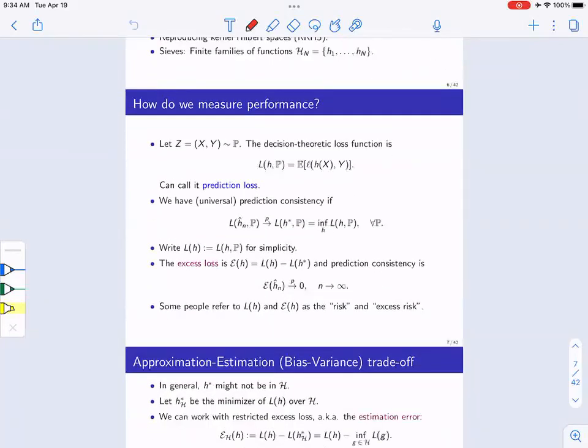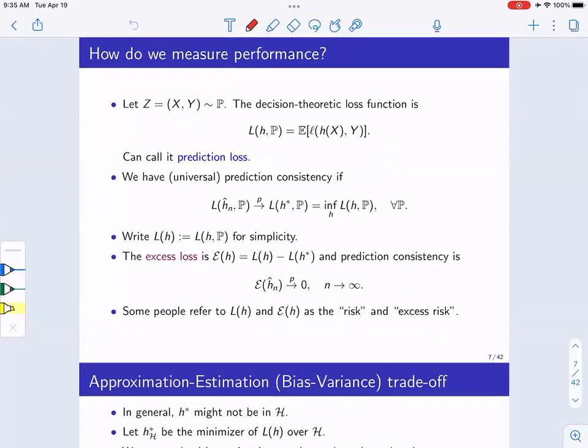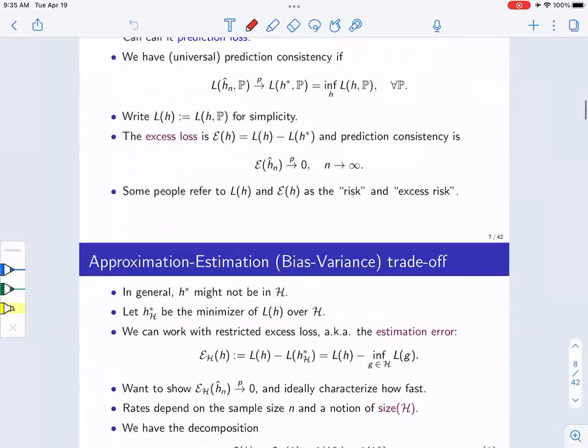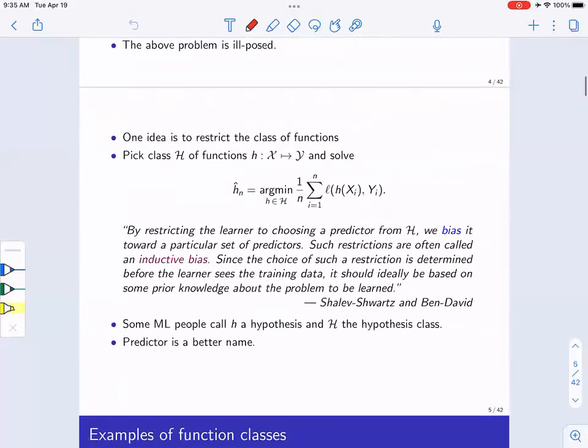So we talked about how to measure the performance. In the setting that you're looking at, this corresponds to measuring this sort of generalization error, or the loss, as we talked about it. And so we want to prove that if you have an estimator like the ERM, this loss, which is the prediction loss, converges to the best possible. The difference is called the excess risk. So we want the excess risk to go to zero in probability. And we saw that, if you look at the ERM, that's the empirical risk minimization.